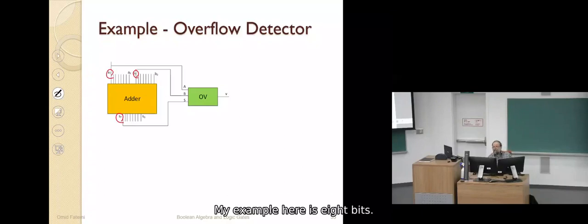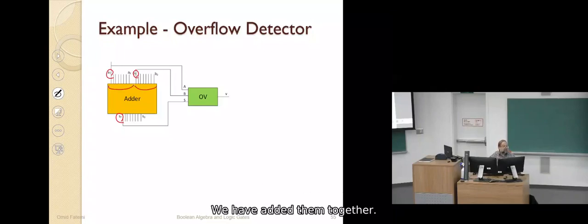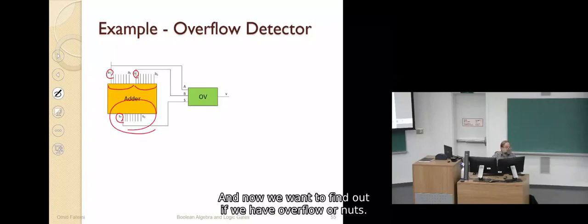Here, my example is 8 bits. What I showed you was 6 bits. It doesn't differ. They are the same. It's the same concept. So here we have two 8-bit numbers, B plus A. We have added them together. The sum would be here from S0 to S7. And now we want to find out if we have overflow or not.